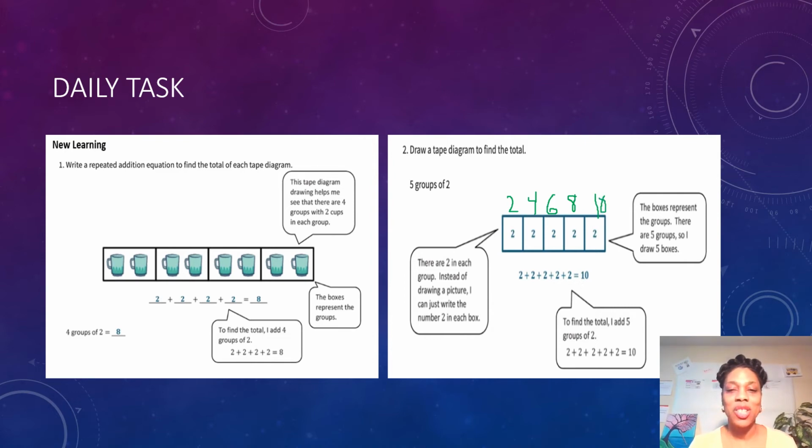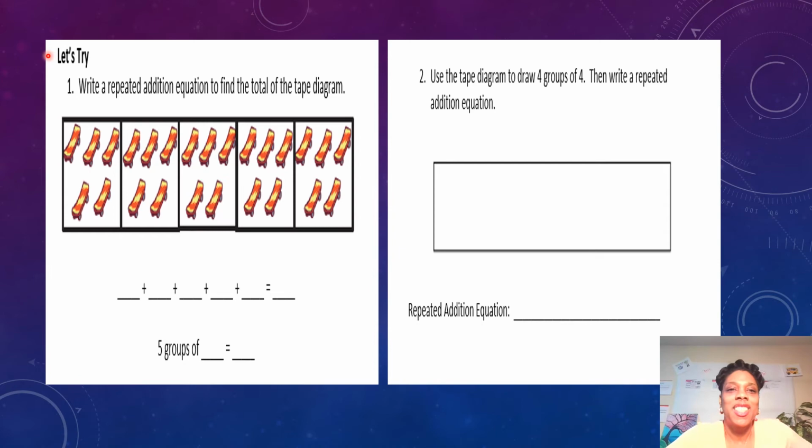All right, so we're going to keep looking on and try some of this repeated addition in our next slide. Okay, so let's try these together. We're going to write a repeated addition equation to find the total of the tape diagram. We have to remember that when we say repeated, it means we're looking at something going over and over again.